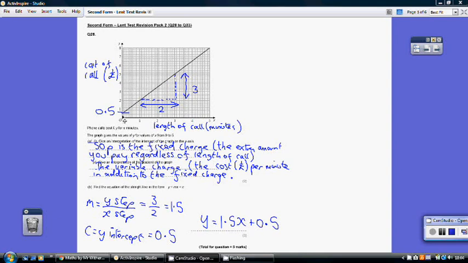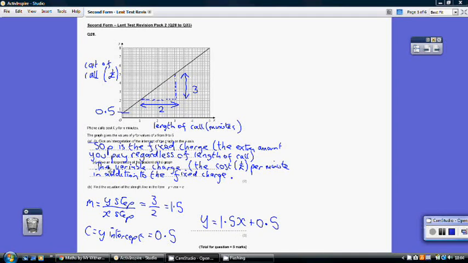Now that's what's called a fixed charge. It's the extra amount you pay for a call, regardless of the length of the call. So give an interpretation of the intercept of the graph on the y-axis. Well, this 0.5 pounds, or 50p if you like, is the fixed charge.